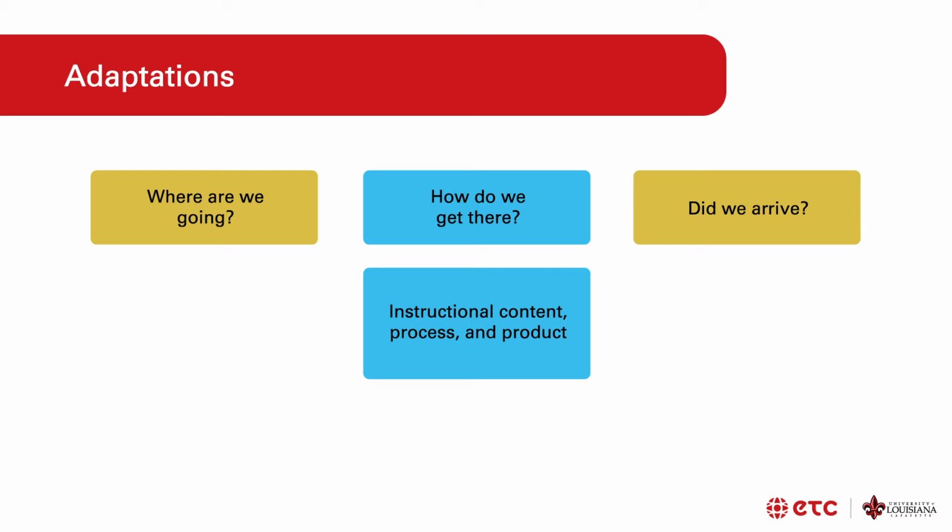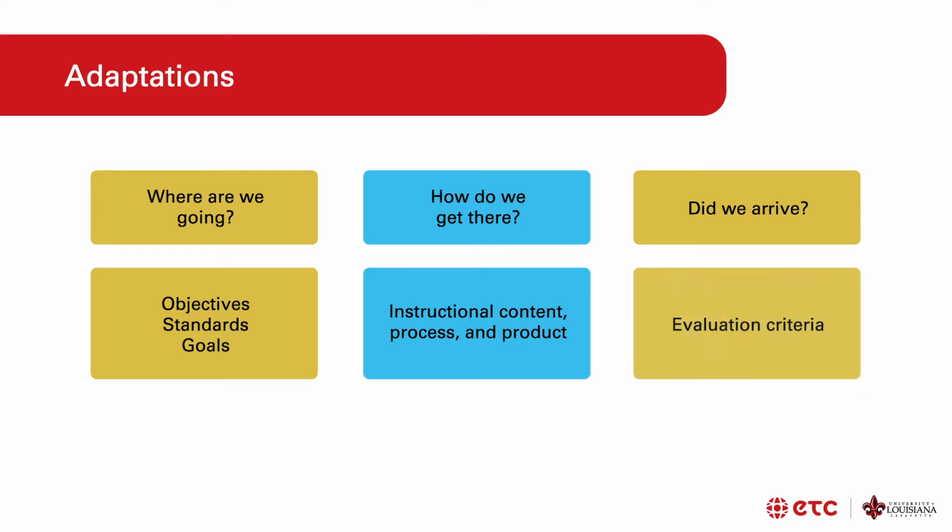So, where are we going? How did we get there? Did we arrive? The where are we going? That's the objective, standards and goals. You can only change them if you have written permission. The did we arrive? That's your evaluation criteria, what's going to create grades. You again must have permission before you change those. The instructional content, the process, the product, the how did we get there, that you have control over, and that's where you can make accommodations. So that's where we're going to focus in that sphere of control for this presentation.